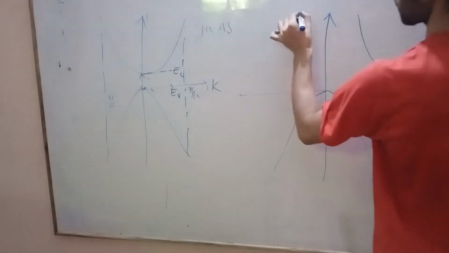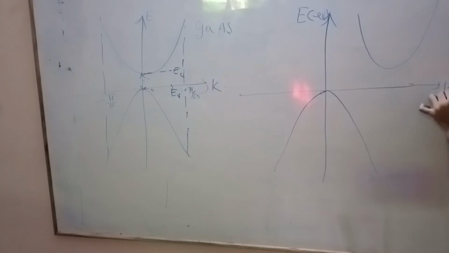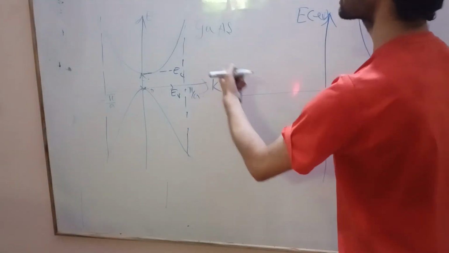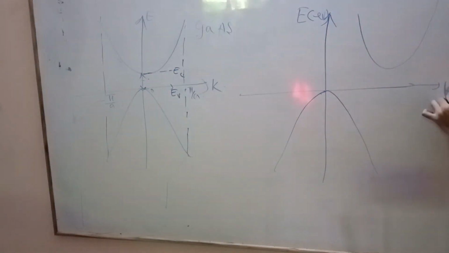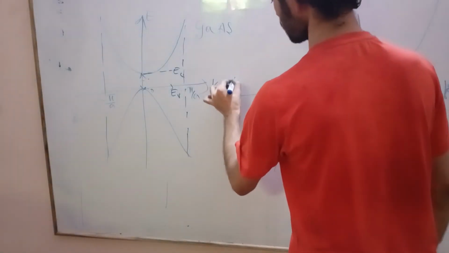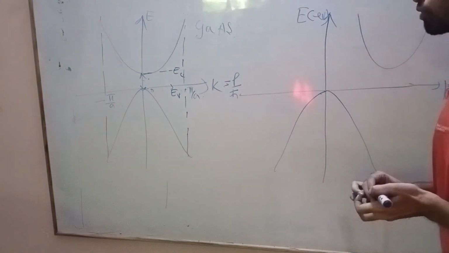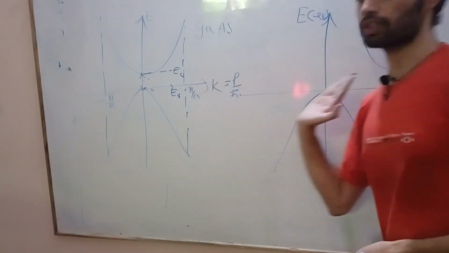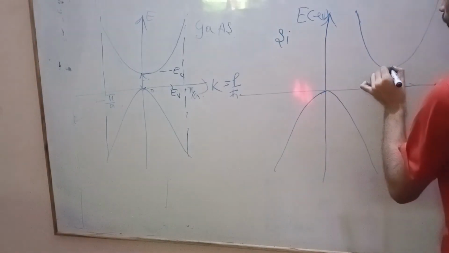So this is k and this is E in electron volts. K is not directly momentum, it is related to momentum. It is the wave propagation vector, where k is equal to p by h cut. So k for a free electron is related to momentum. This is for silicon.